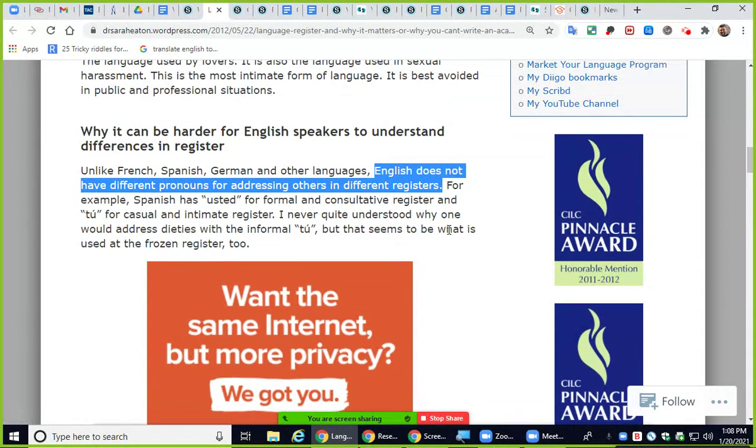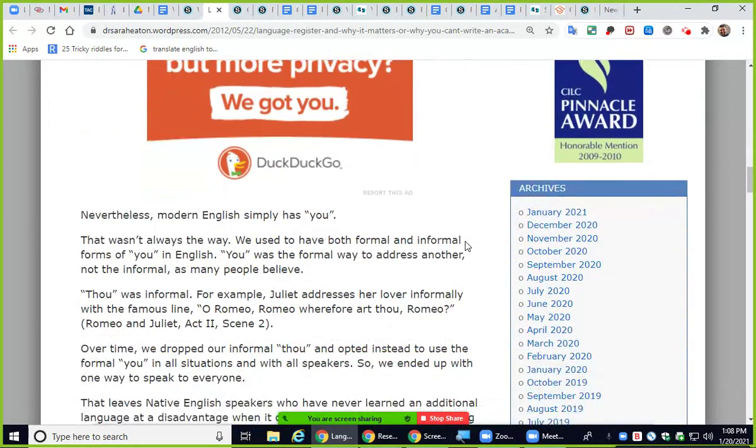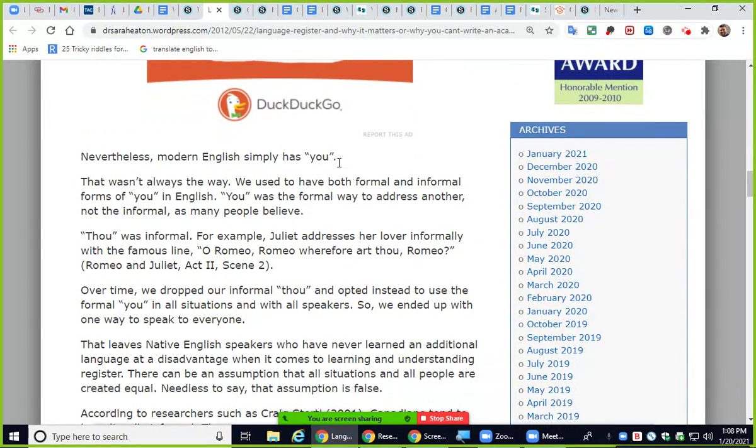But things didn't used to be that way. Modern English just has you, but guess what? Remember thou? Those of us that remember Shakespeare, thou fool, thou knave. Well, you think of thou as fancy and formal, but actually it's the opposite. Thou was informal. You would talk to somebody who was just an average Joe and call him thou, or somebody that was close to you, like Juliet says, "Oh, Romeo, Romeo, wherefore art thou Romeo?"